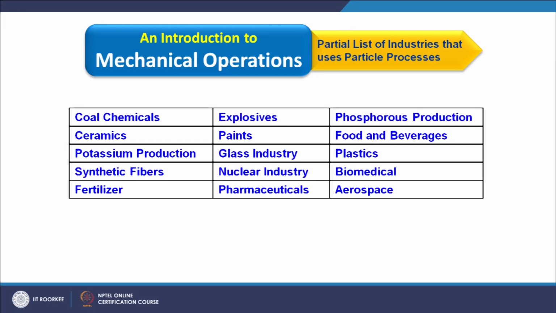So here I am having a partial list of industries that use particle processes, and these are coal, chemical, ceramics, potassium production, synthetic fibers, fertilizer, explosives, paints, glass industry, nuclear industry, pharmaceutical, and there are many more. This is a partial list. However, as far as industrial application of mechanical operation is concerned, that is very huge.